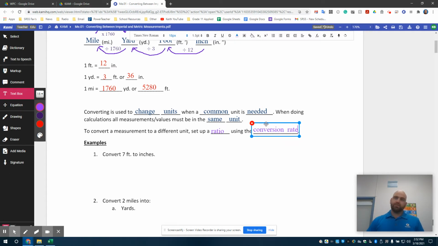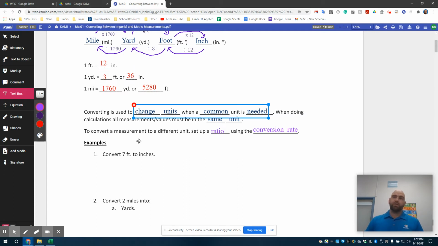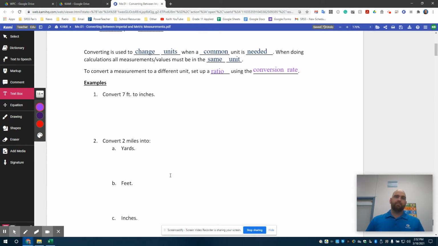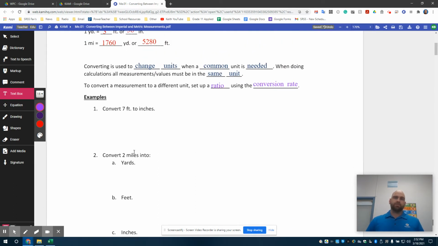We're going to set it up as a ratio using the conversion rate, and the conversion rates are what we have right here. When you see the equals: 1 foot is equal to 12 inches. 1 yard is equal to 3 feet. 1 yard is also equal to 36 inches, so we can use that as well. So here's a couple examples. Let's do a couple examples to find our ratio.